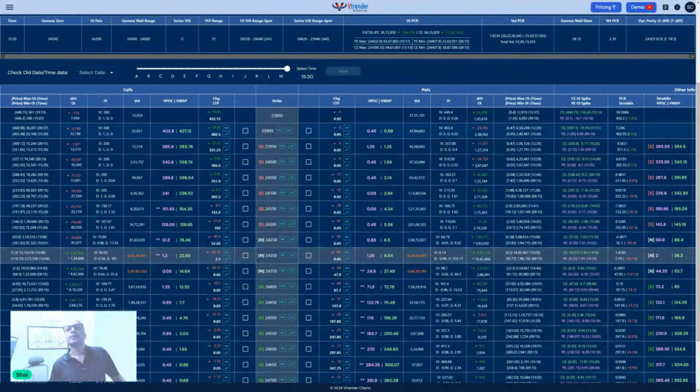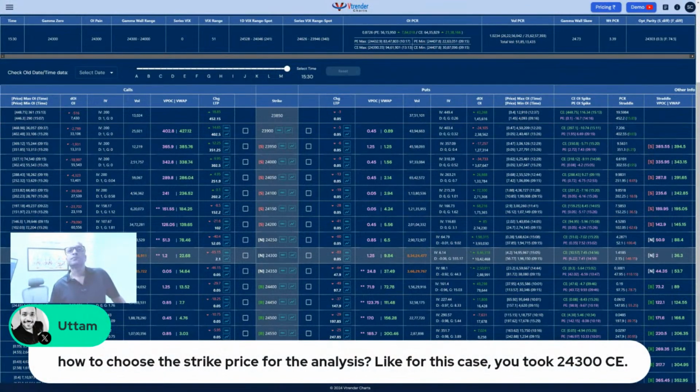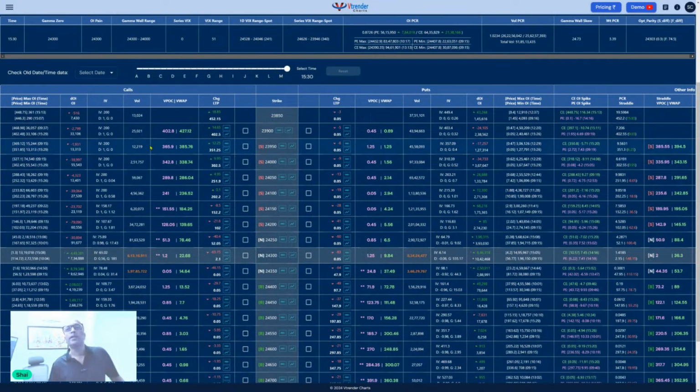So the question is how to choose the strike price for your analysis. It depends. If you're a writer, you will choose at the money. But if you're a buyer, I always suggest that you go in the money, by about 100. So if the price is around 24,300, and you're looking for a downward move and the order flow is signaling a move down, you'll go with a 24,400 put. But stay within these orange ones. Go for the most liquid of those strikes, and choose your strikes accordingly.